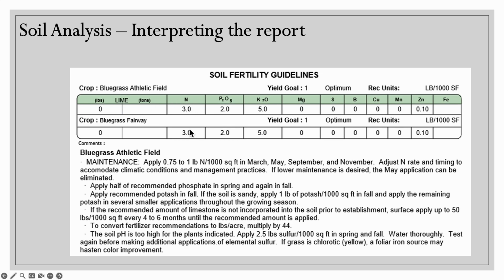Again, here they're giving us what was available in the soil. The extractable cations and anions are N, P2O5, and K2O, and then they'll give us a recommendation. That recommendation is applying 0.75 or 1 pound per 1,000 square feet every couple of months. It tells us to apply half rate of phosphorus, some potash. So they're going to give you an idea of what you should do as far as your nutrient management plan.